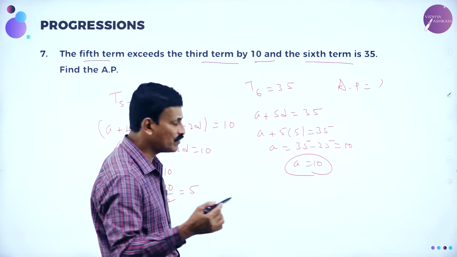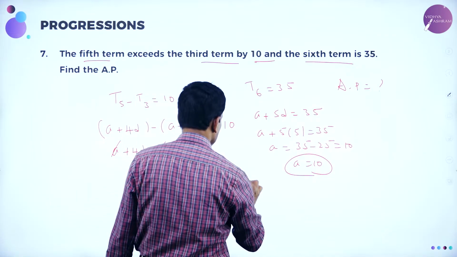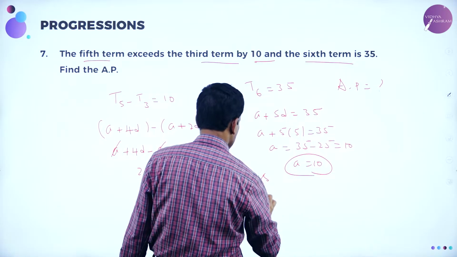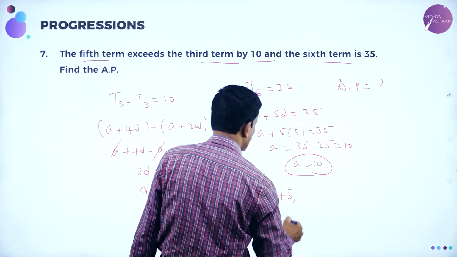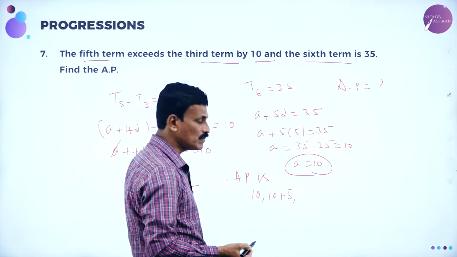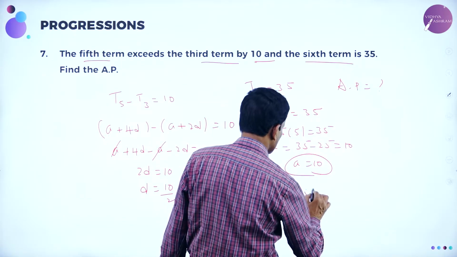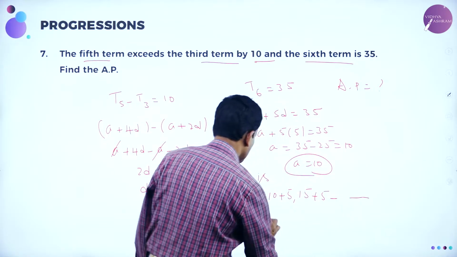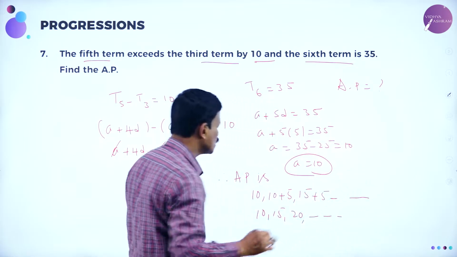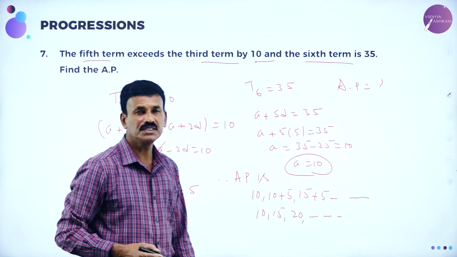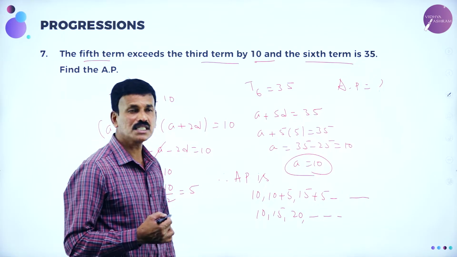So therefore the required AP is, what is the first term? 10. The second term is 10 plus 5, which is 15. The third term is 15 plus 5, which is 20. So therefore the AP is 10, 15, 20, etc. This is the required AP for the given conditions. Okay. Now let us come to the next problem.